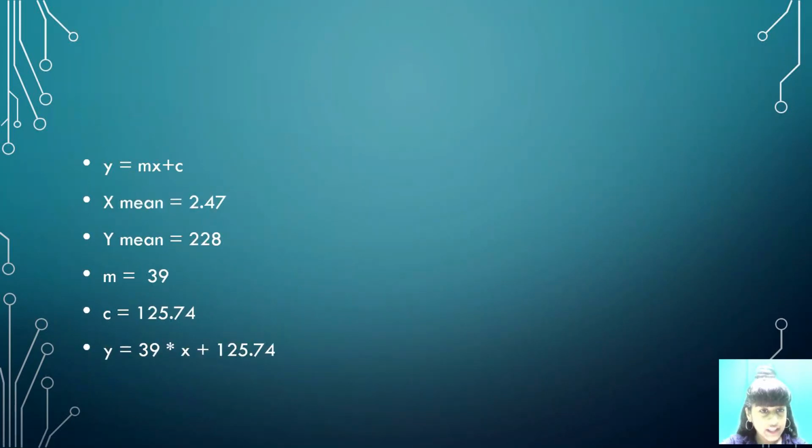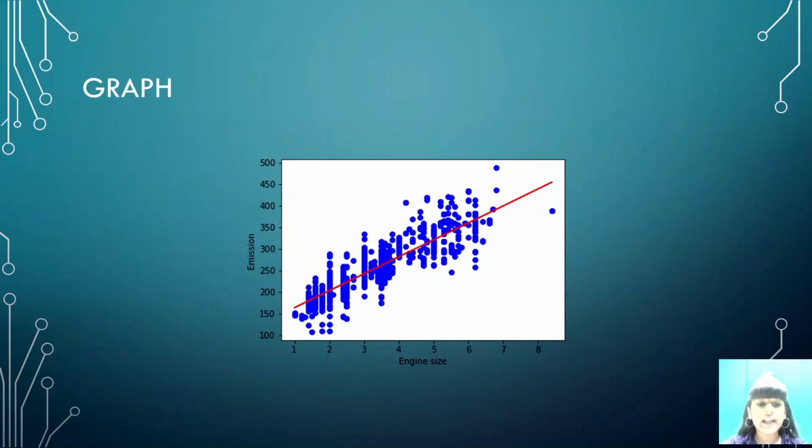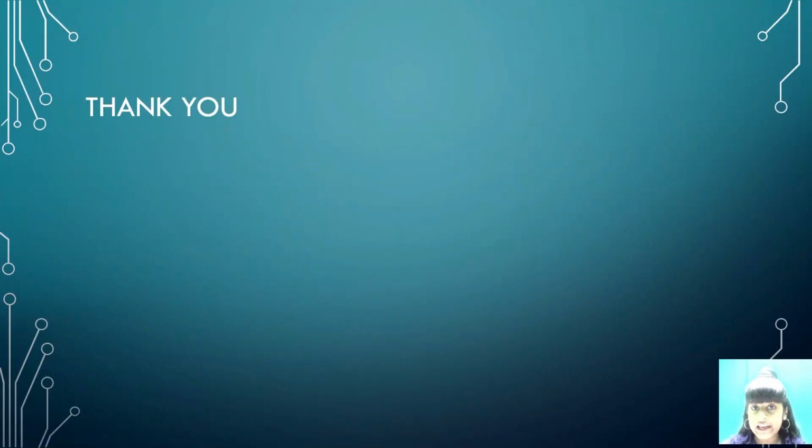When I calculated the x mean, I got 2.47, and when I calculated the y mean, I got 228. When I calculated the slope, it's going to be 39. And the intercept is going to be 125.74 when you check it out with the formula. So y is going to be 39 multiplied by x plus 125.74. And this is going to be the graph when we put the linear line. So now we know how exactly linear regression works.